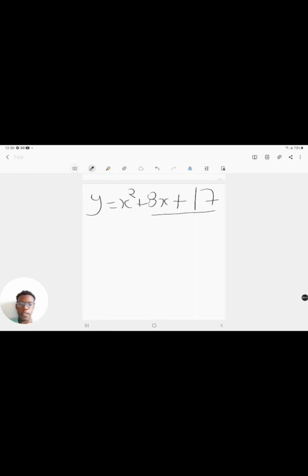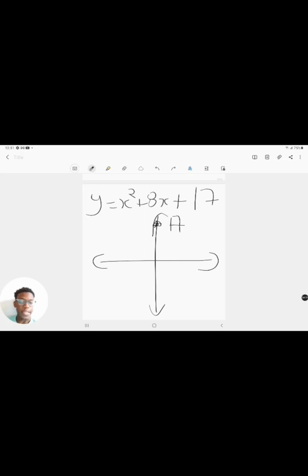Now, this graph here. Let's say we're asked to find the x-intercepts of this graph. In other words, we are asked to find the roots of this graph. Now if I asked you to sketch this graph quickly, this graph will cut through the y-axis at that point at 17, and the shape of this graph will be a smiley face because a is greater than 0. I covered that in a separate video.